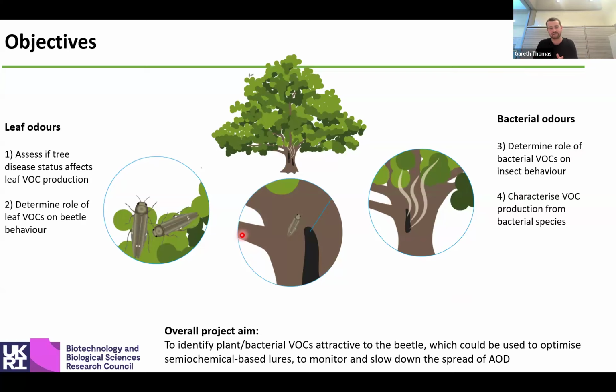It sounds like quite a niche topic, but there is an aim at the end of that, which is to identify plant and bacterial volatiles which are attractive to the beetle. This could be used to optimise semiochemical-based lures, which can help with the monitoring of the beetle and the management of acute oak decline. As I say, in the first part of the talk we're going to focus on the leaf odours, and whether the presence of acute oak decline causes changes to the odour profile of the leaves.